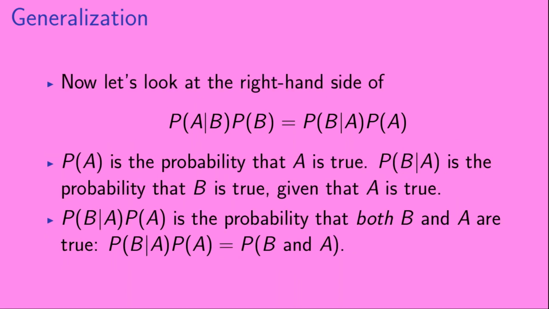Now let's look at the right-hand side of the same equation. P of A is the probability that A is true. P of B given A is the probability that B is true given that A is true. P of B given A times P of A is the probability that both B and A are true. So P of B given A times P of A just equals the probability of B and A.